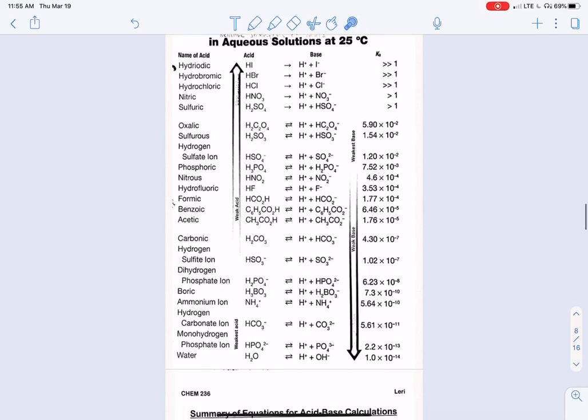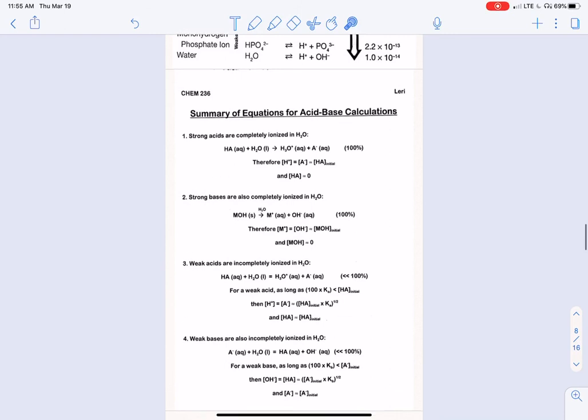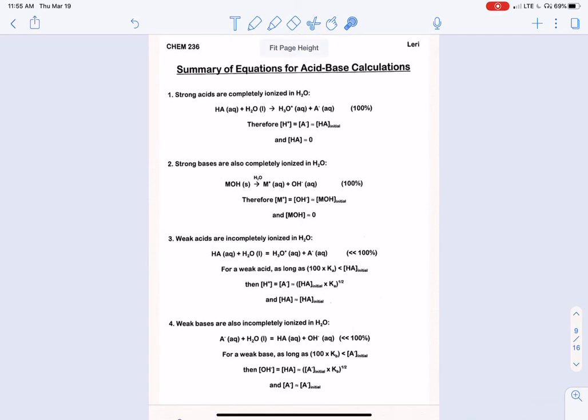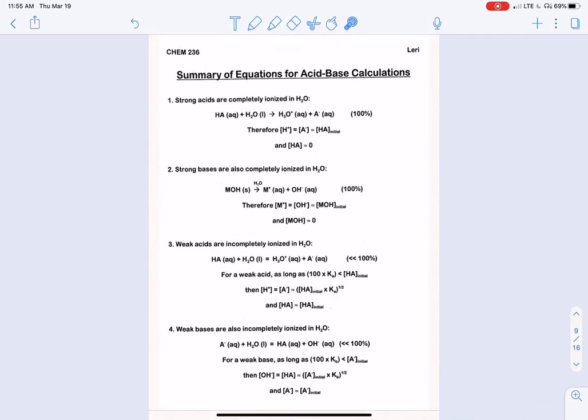So I would like to end this lecture by giving you a summary of the equations for acid-base calculations that we have done so far in Chapter 13. You can also access this as a PDF on Blackboard, so I've posted it for you as a PDF, kind of like a handout. It's a summary of all the equations for acid-base calculations.